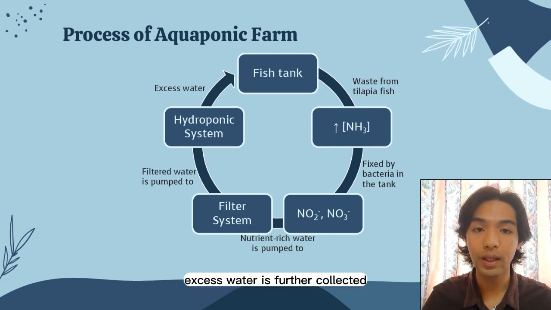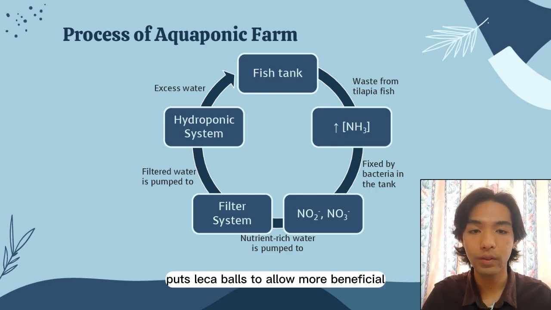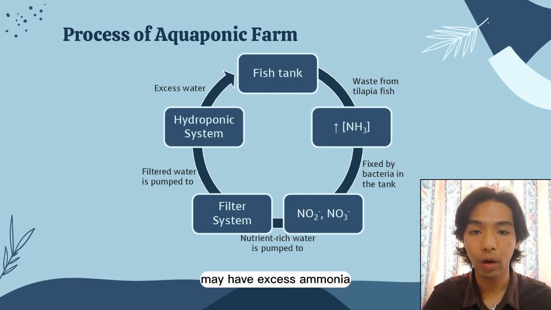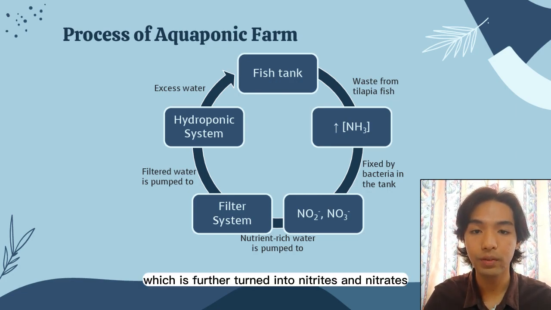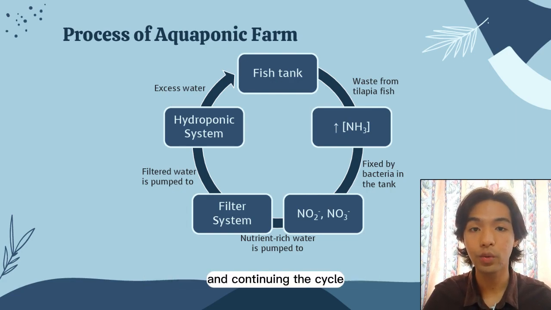Excess water is further collected at the bottom of the tower, where Mr. Yaw puts Leca balls to allow more beneficial microbes to grow. The collected water around the Leca balls may have excess ammonia, which is further turned into nitrites and nitrates before flowing back into the fish tank and continuing the cycle.